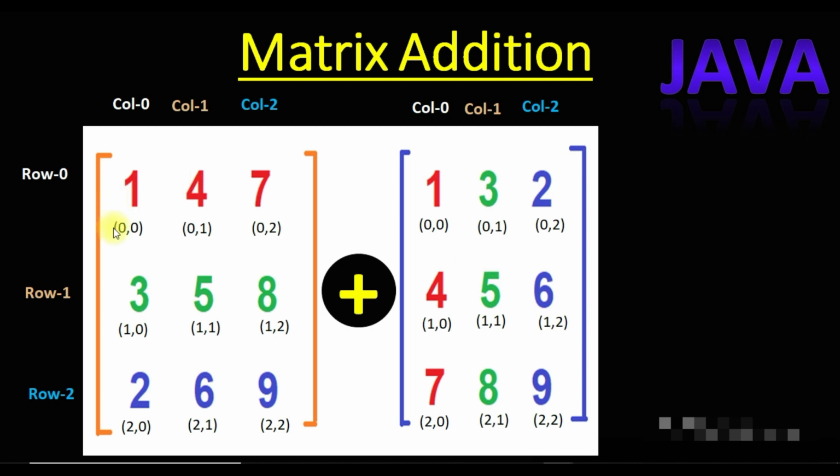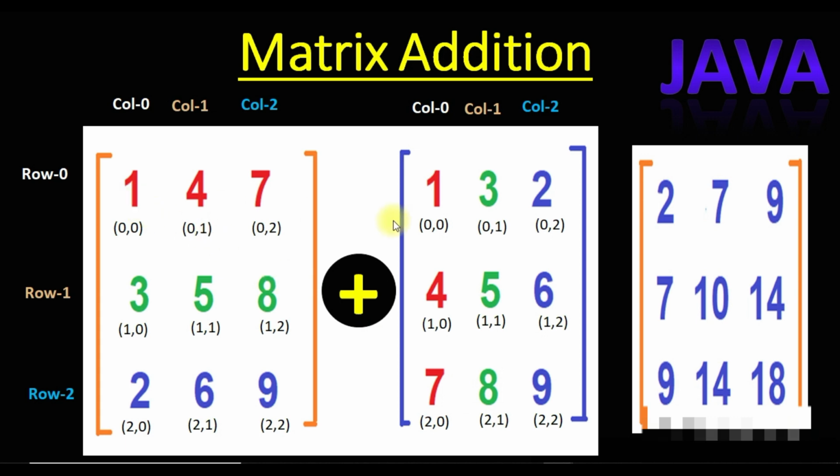You can see in my first matrix, 0 0 is the position, and this 0 0 will be added with this 0 0. Similarly, this 0 1 will be added with this 0 1, 0 2 will be added with this 0 2, and in a similar way the next row. If you check the result, you can see 1 plus 1 is 2, then at this position 4 and this position 3, 4 plus 3 is 7, then 7 plus 2 is 9. Similarly, 3 plus 4 is nothing but 7. The same positions 1 1 and 1 1, that means 5 plus 5 is nothing but 10. Similarly, 8 plus 6 is 14.